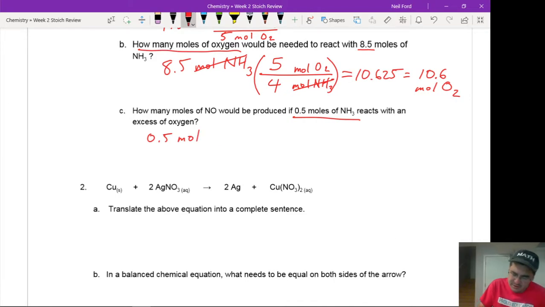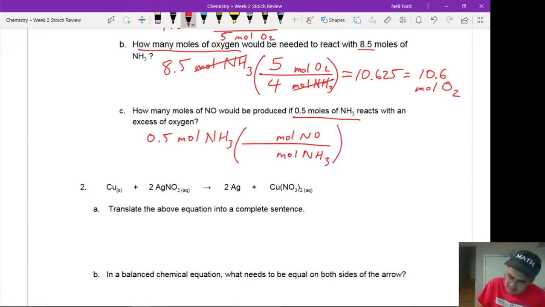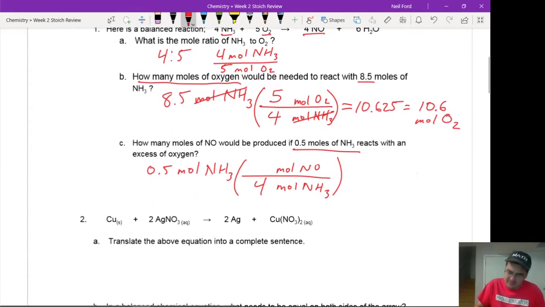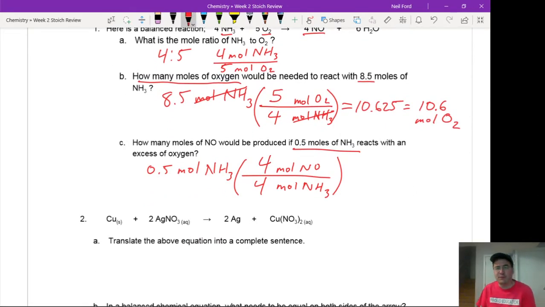Okay, so 0.5 moles of NH3, and it says how many moles of NO would be produced. So I need to get moles of NO. Okay, and I need to convert from moles of NH3. So I need to go look at that ratio. So I know 4 moles of NH3 was the stoichiometric coefficient, and there's 4 moles of NO. So hey, that turns out 4 over 4 is just 1 to 1. So when you multiply 1/2 times 1, you just get 1/2. So we end up with 0.5, but now I'm in moles of NO.